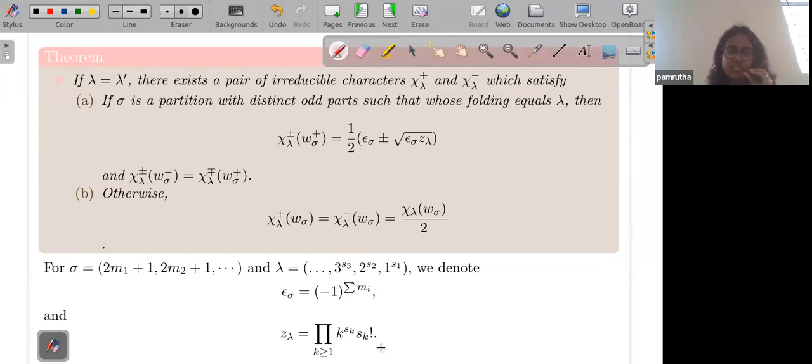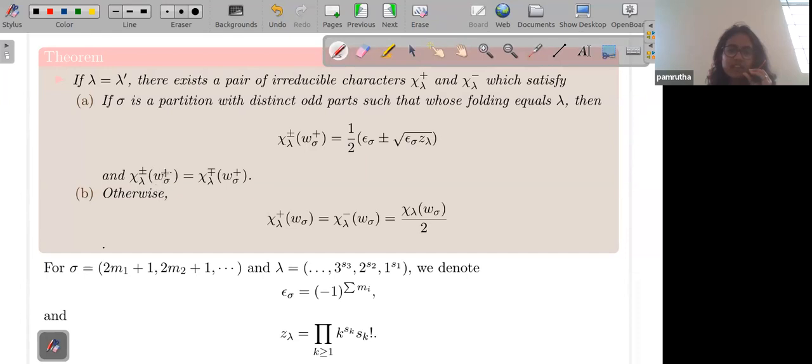Note that my notations are given here. Sigma is a partition with distinct odd parts such that when we fold it, we come back to lambda. Note that there will be a unique such partition: for every lambda, we get only one particular sigma like that. In this particular case, it also happens that chi lambda plus and minus have values at w sigma and w sigma minus. There is a one-to-one correspondence between the conjugacy classes and the irreducible characters, so the conjugacy class also splits here.